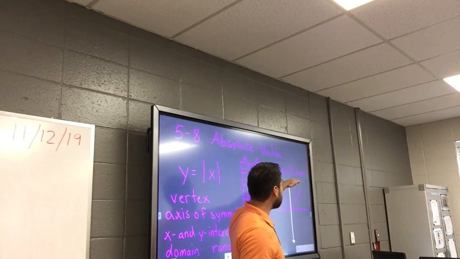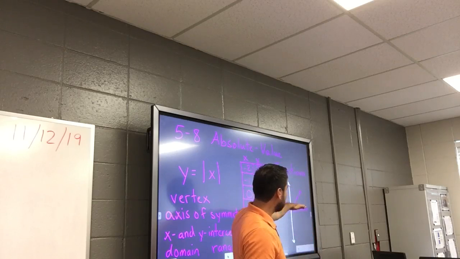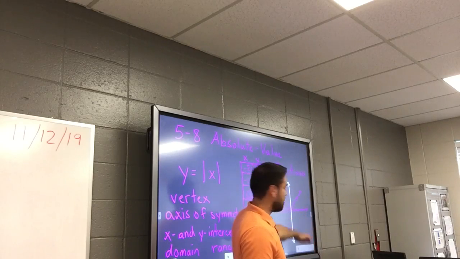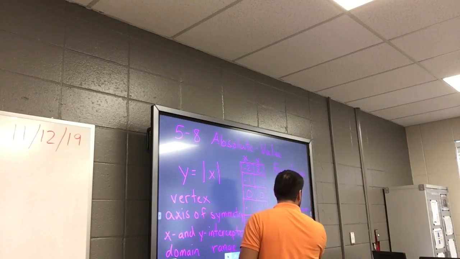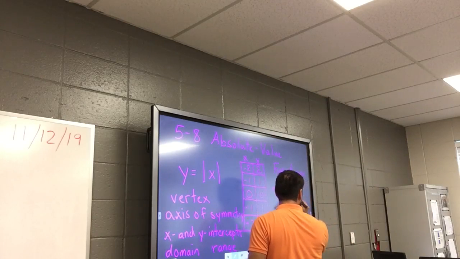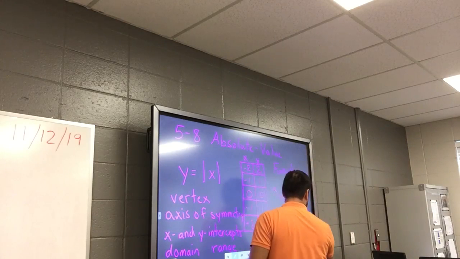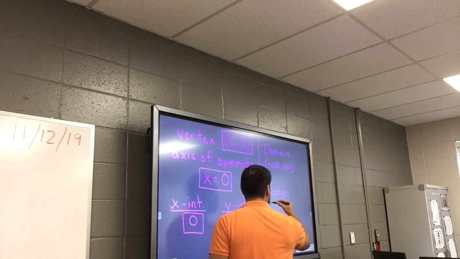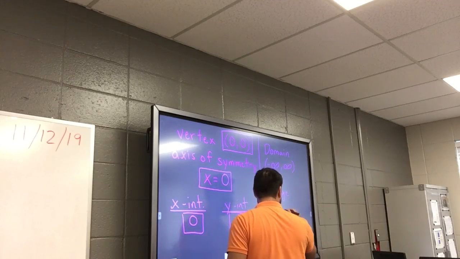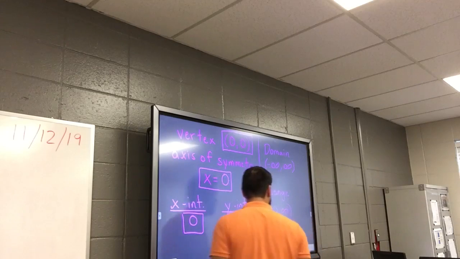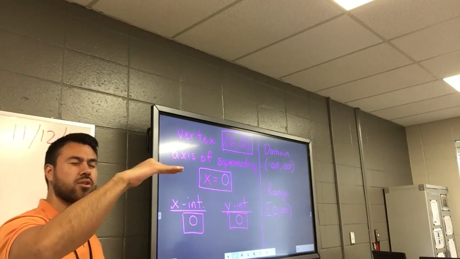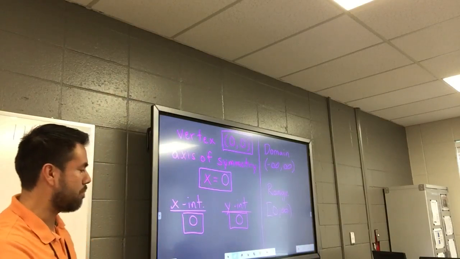Okay, let's look at the range. What are the possible y values? Look where the graph, remember the V, stops. At 0, right there. Can y be anything that's negative? No. So here's what I would do. It starts at 0 and goes into positive infinity. Bracket 0, positive infinity, parenthesis. That's the range. It starts at 0, a closed circle at 0, and goes into positive infinity.